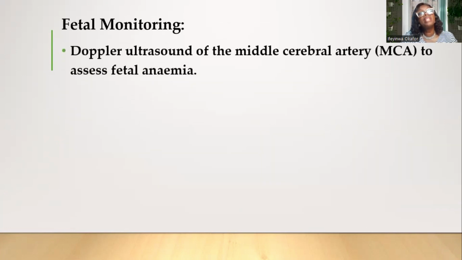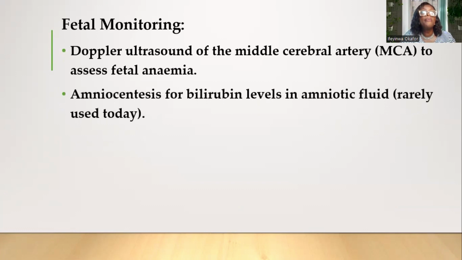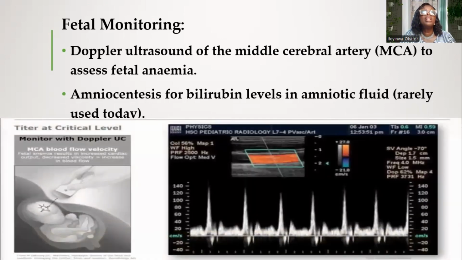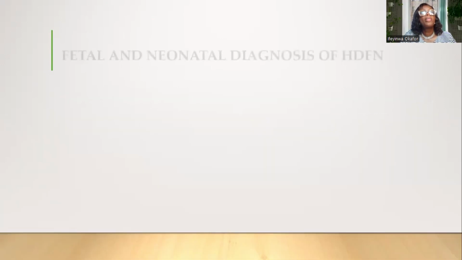Now, there is also what we call fetal monitoring. Fetal monitoring involves using Doppler ultrasound of the middle cerebral artery, MCA, to assess fetal anemia. Amniocentesis for bilirubin levels in amniotic fluid can also be done, but this is rarely used today. But what is also used today is the Doppler ultrasound of the middle cerebral artery to monitor or assess fetal anemia in the baby.